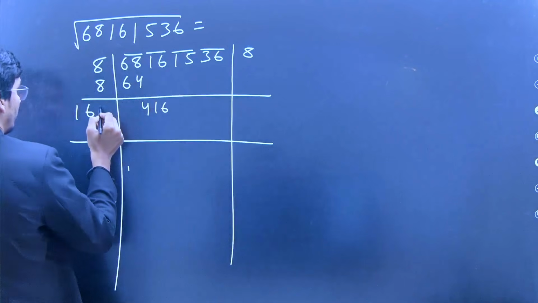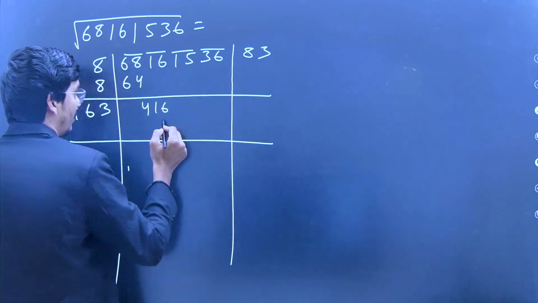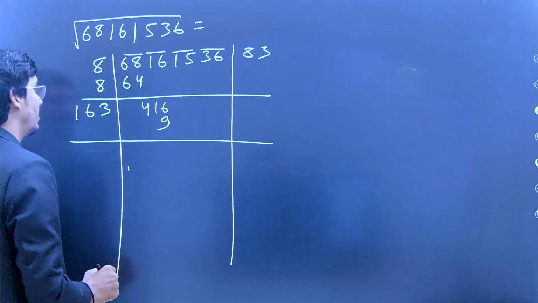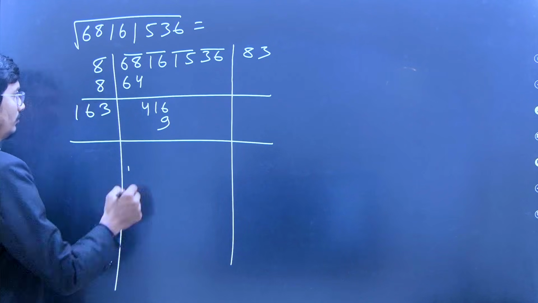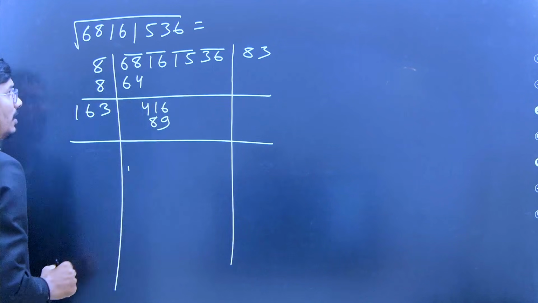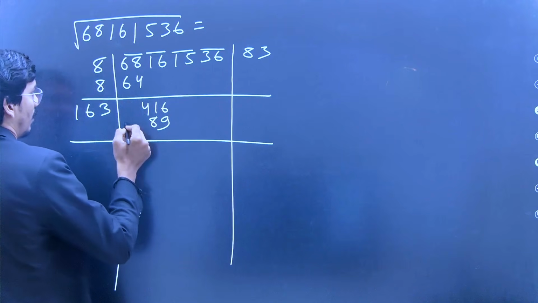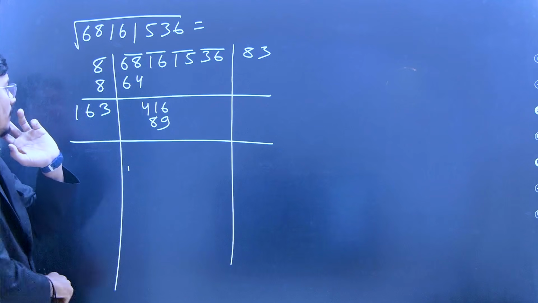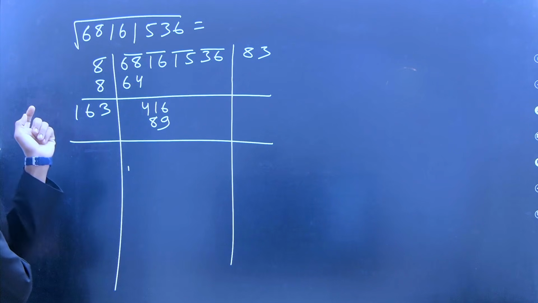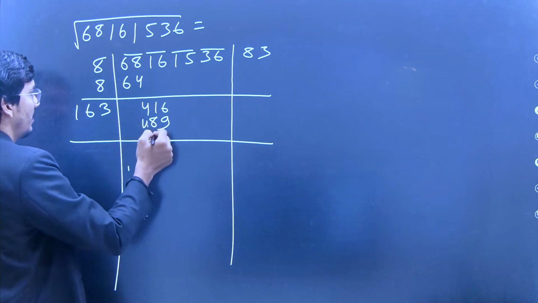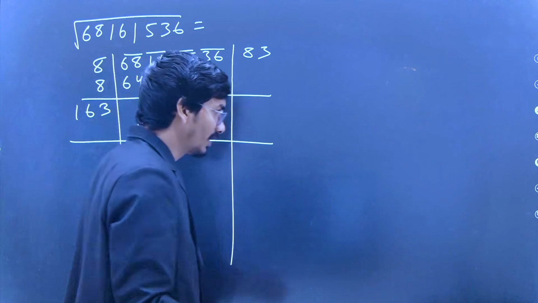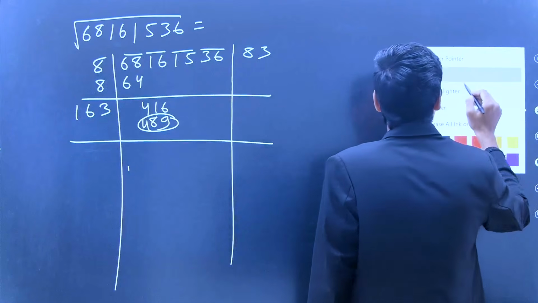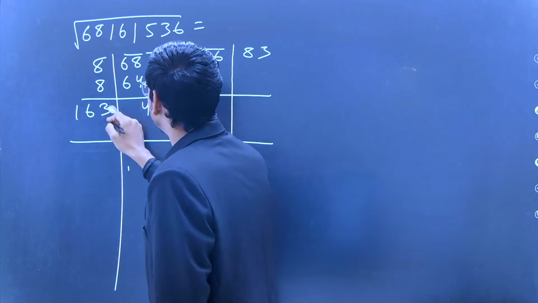So 3 3s are 9, 6 3s are 18, carry 1, and 3 1s are 3. 3 3s are 9, 6 3s are 18, carry 1, 3 1s are 3, 4. This number is greater than this one now, so 3 is not correct, right? 2 is the correct one.